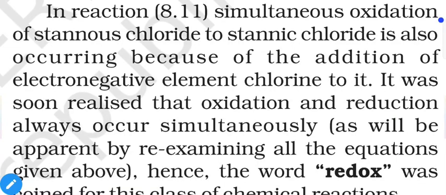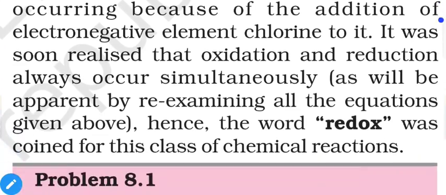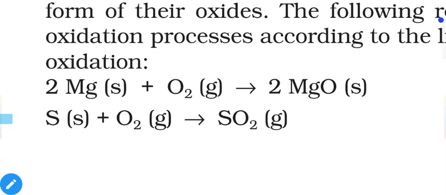So all of the reduction reactions can't be complete without oxidation, and all of the oxidation reactions can't be complete without reduction. That's why it was soon realized that oxidation and reduction always occur simultaneously, and we can confirm it by re-examining the above examples. Hence the word redox was coined for this class of chemical reactions. So let's check some of the reactions mentioned in oxidation, and let's try to find the reduction reaction.